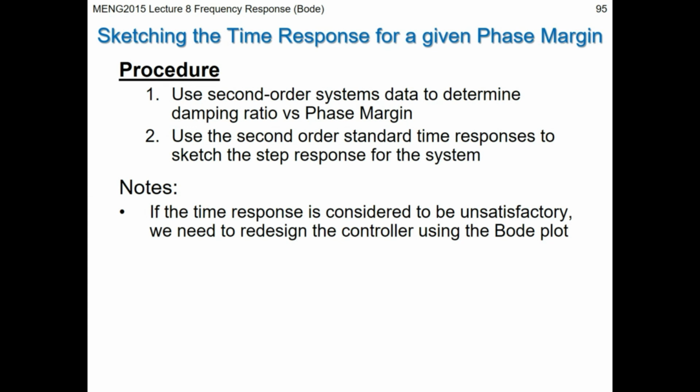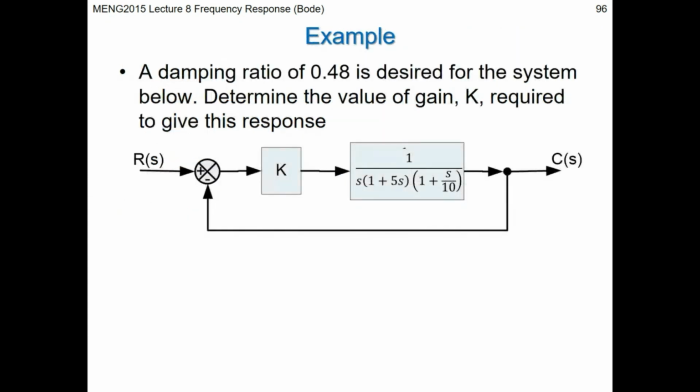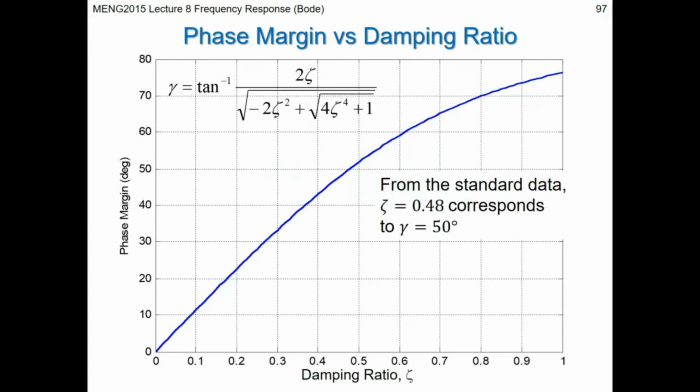So let's look at an example of this now. A damping ratio of 0.48 is desired for the system below. Determine the value of the gain K required to give this response. So the first thing we can do is say, what phase margin is going to give me a damping ratio of 0.48? I could determine the phase margin I'm looking for, and that's where this graph comes in.